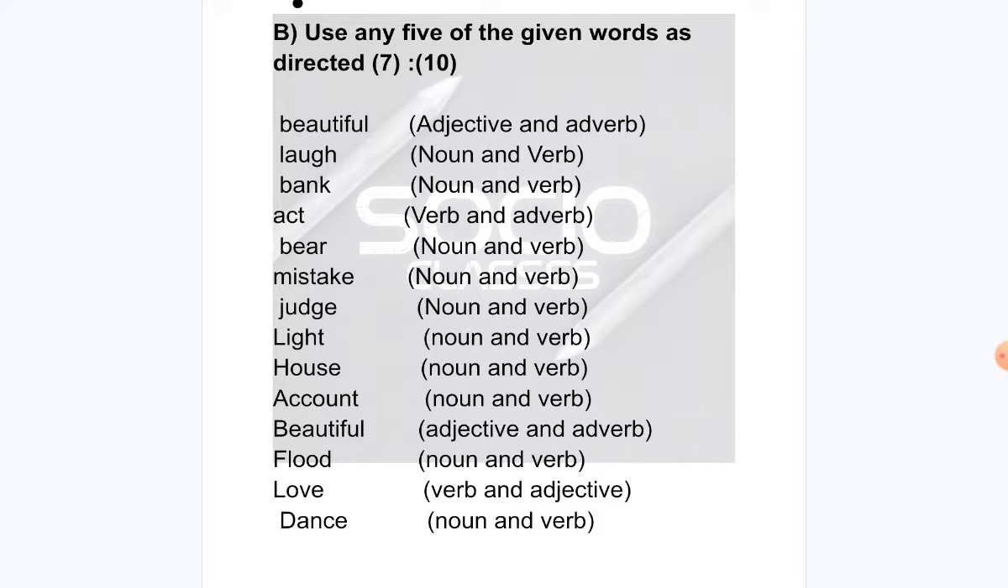So there's a word, beautiful, and the part of speech is given, such as adjective and adverb, and you have to use it in sentences as adjective and as adverb as well. So the word beautiful as an adjective and adverb. Laugh, noun and verb. Bank, noun and verb. Act, verb and adverb. Bear, noun and verb.